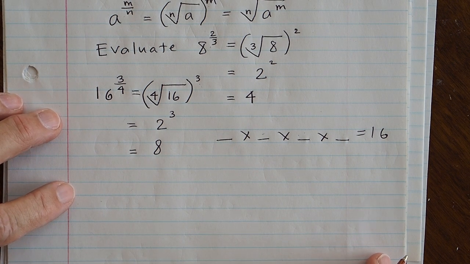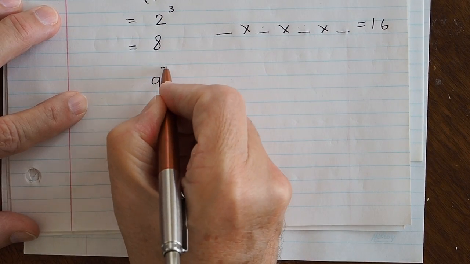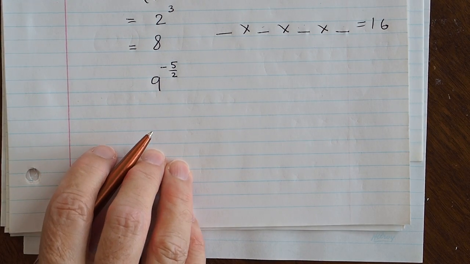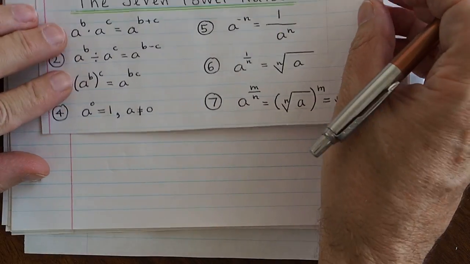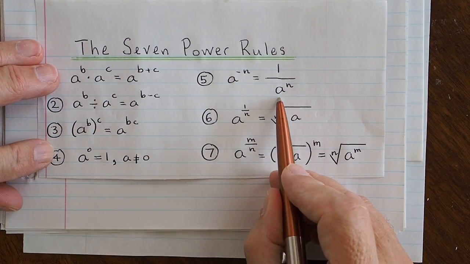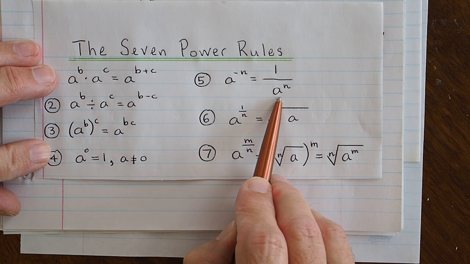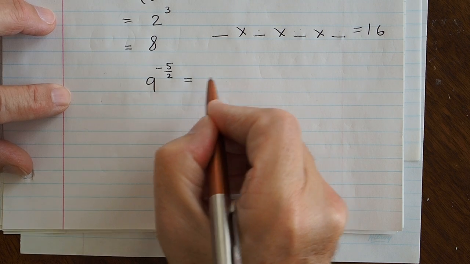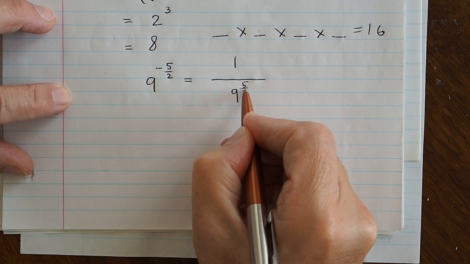Very good. Let's try one with a negative exponent. Let me write this question down. 9 to the minus 5 over 2. Now remember what the negative exponents are doing. Remember what they represent. We have our power rules here. We can refer to them anytime. The negative exponent is power rule 5. So if you have a negative exponent, you write it as 1 over the positive exponent version of that power. So that's the first thing we'll do before we deal with the fraction exponents. So this would become 1 divided by 9 to the positive 5 over 2.